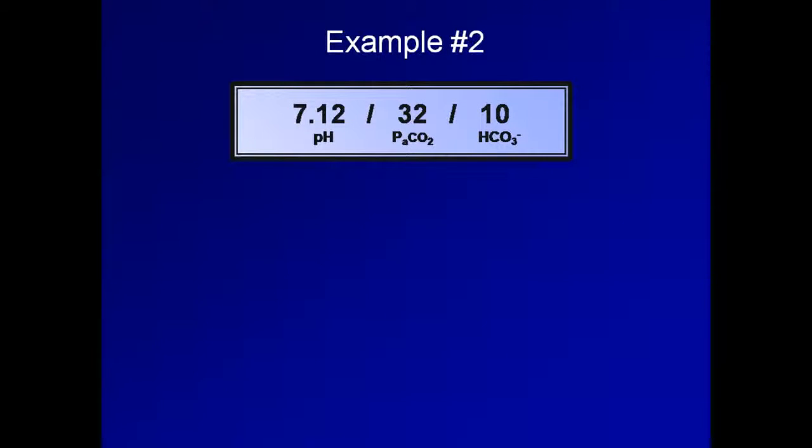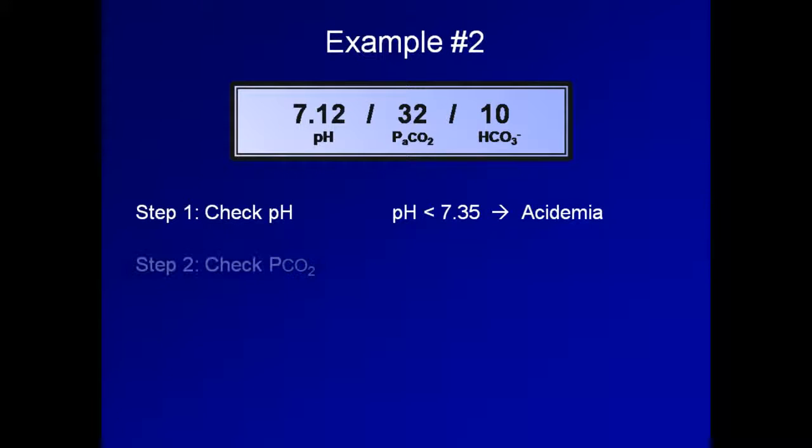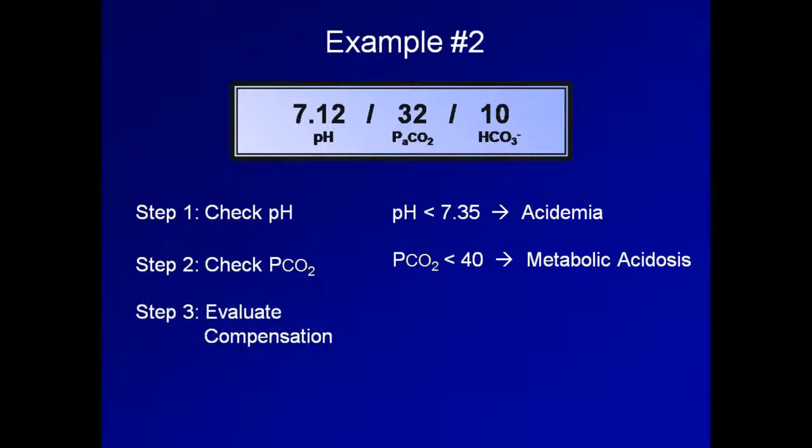Let's move to example number 2. The pH is 7.12, PCO2 is 32, and bicarb is 10. Step 1, check the pH. pH is low, so there is an acidemia. Step 2, check the PCO2. The PCO2 is also low, so the process is metabolic and thus a metabolic acidosis. Step 3, evaluate compensation. For this, we will use Winters formula.